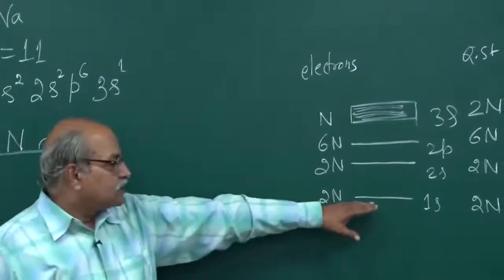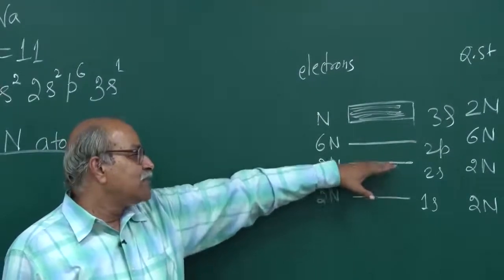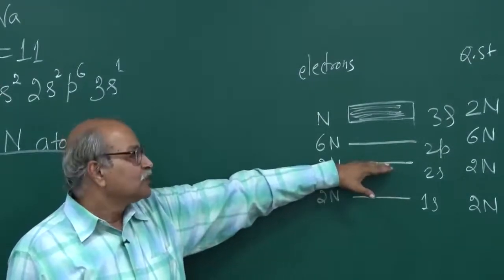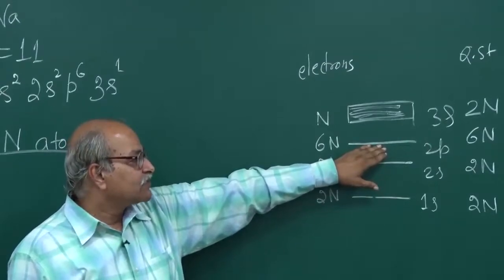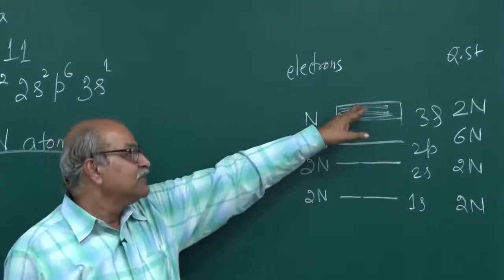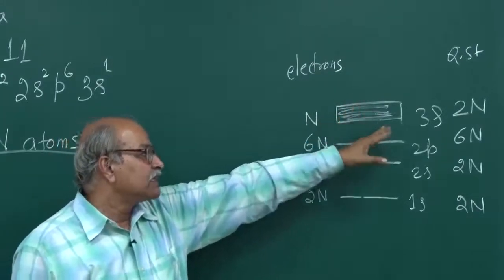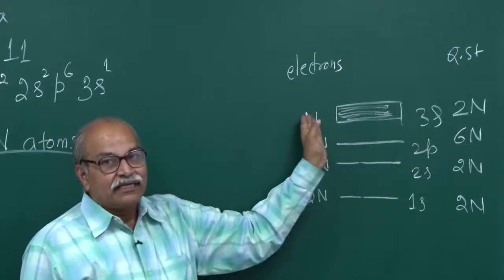So, this 1s band is completely filled, 2s band is completely filled, 2p band is completely filled, all quantum states are having electrons, but this 3s is not completely filled, it is half filled. There are 2n quantum states, but there are only n electrons.